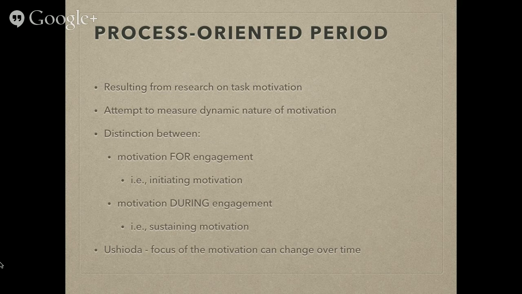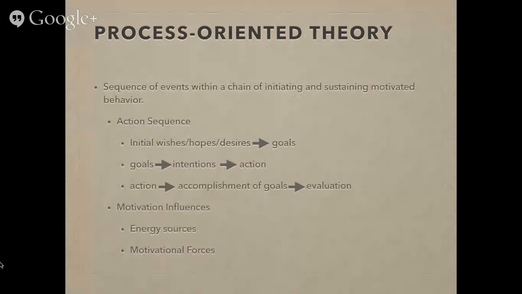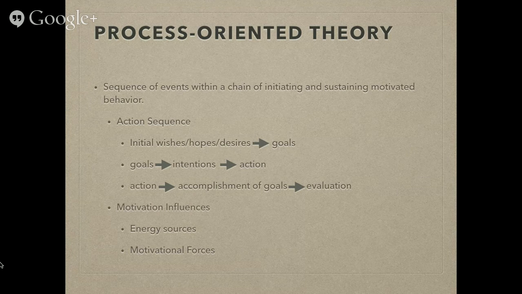Okay, so the idea with process-oriented theory is that we want to see what's going on, what's happening in that time. In process-oriented theory, we have a sequence of events. These events are within a chain of initiating and sustaining motivated behavior. So on the one hand you have initiating motivated behavior, and on the other hand, sustaining it. You have the action sequence, and in this case you start with the initial wishes, hopes, and desires, and those become goals. The goals become intentions. The intentions become actions. The actions become accomplishments of the goals, and then the accomplishment turns into the evaluation. So we're looking at the process of going from initial wishes to evaluation.